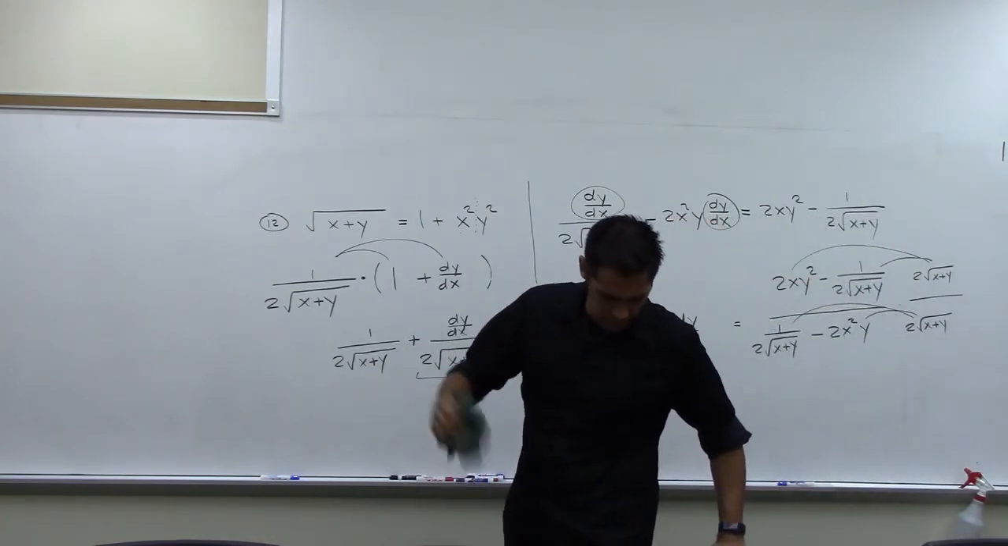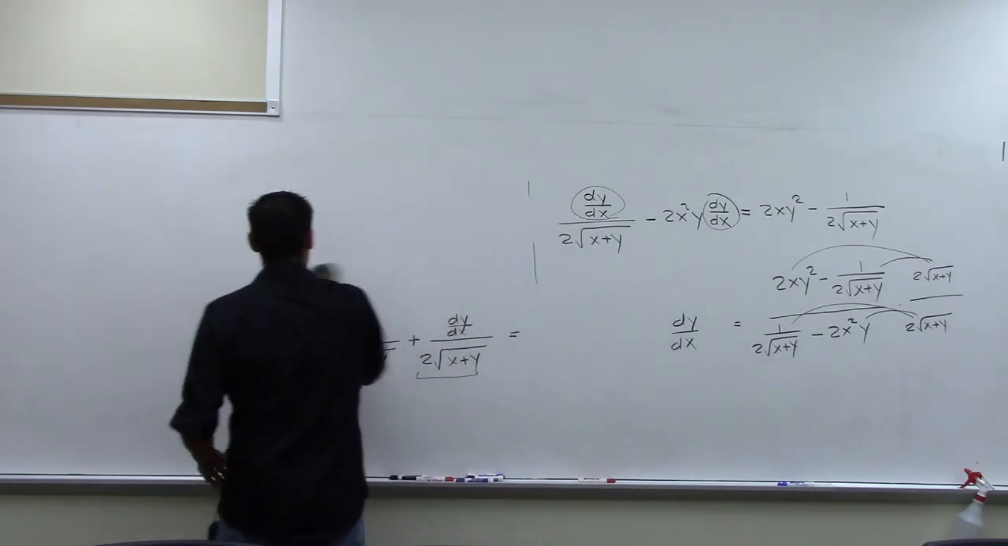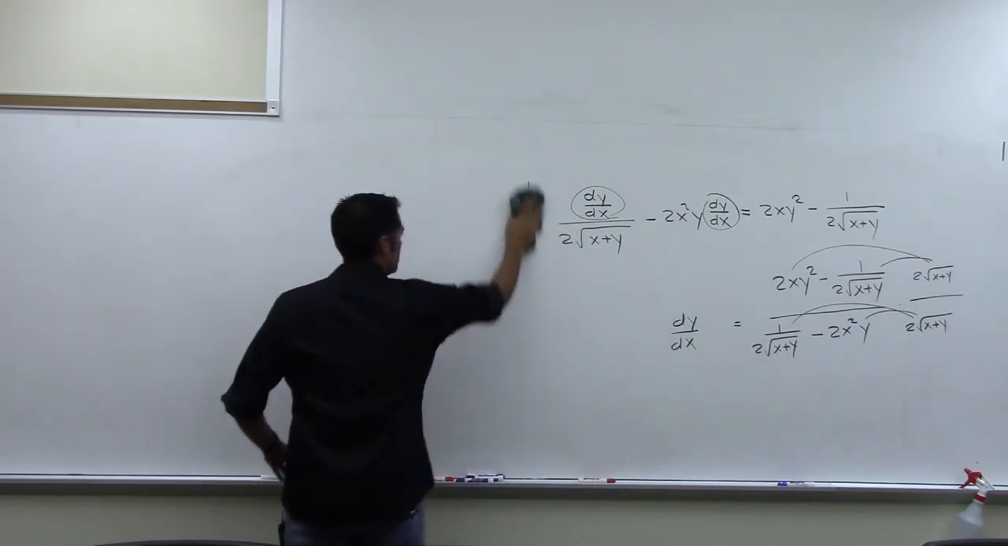13, I think I'm going to leave you to do 13. I think you can handle it. It's an odd number, so you can check your answer in the back of the book.